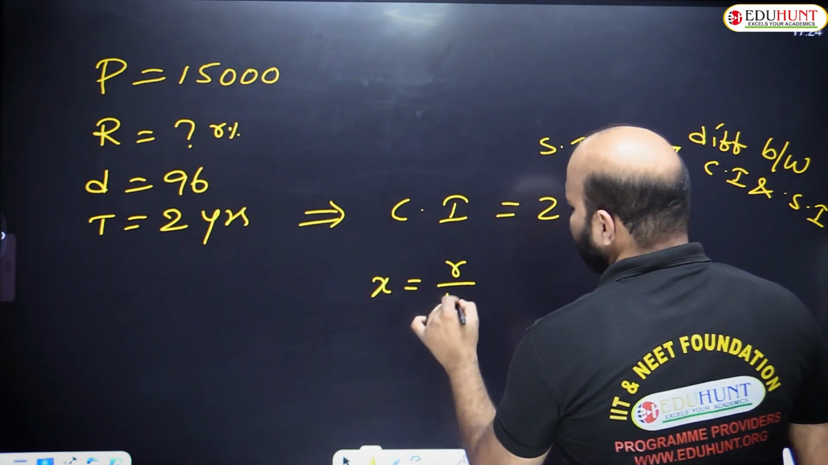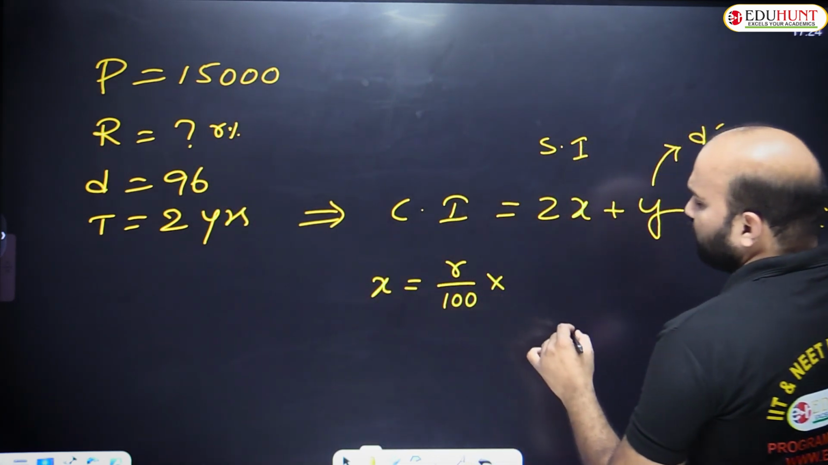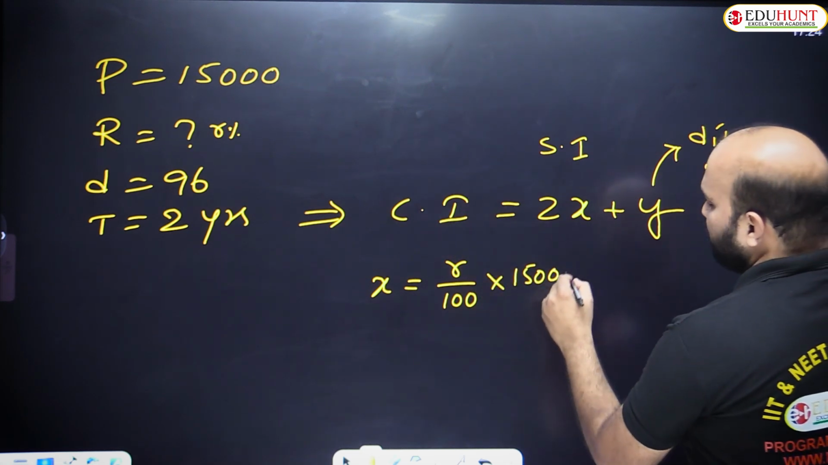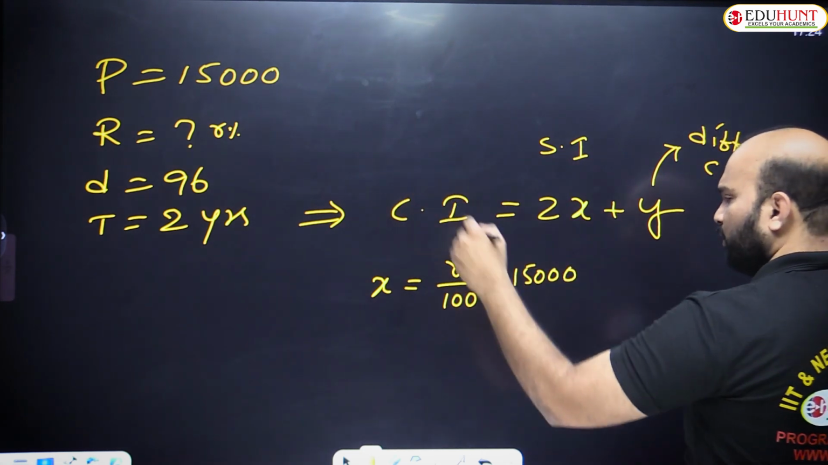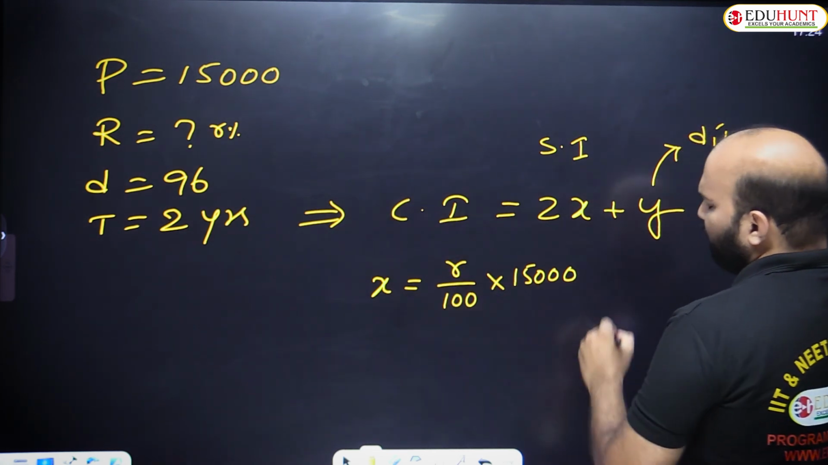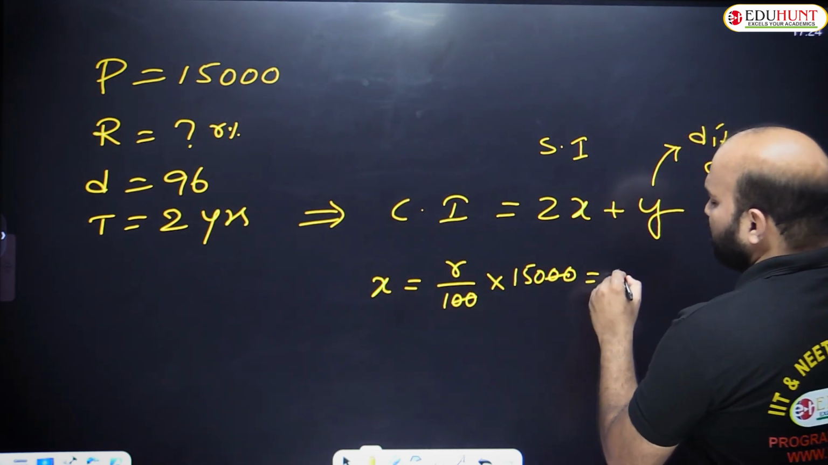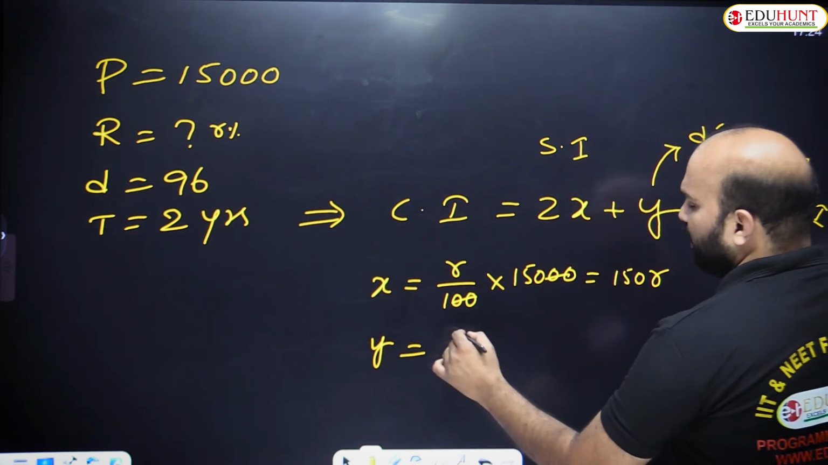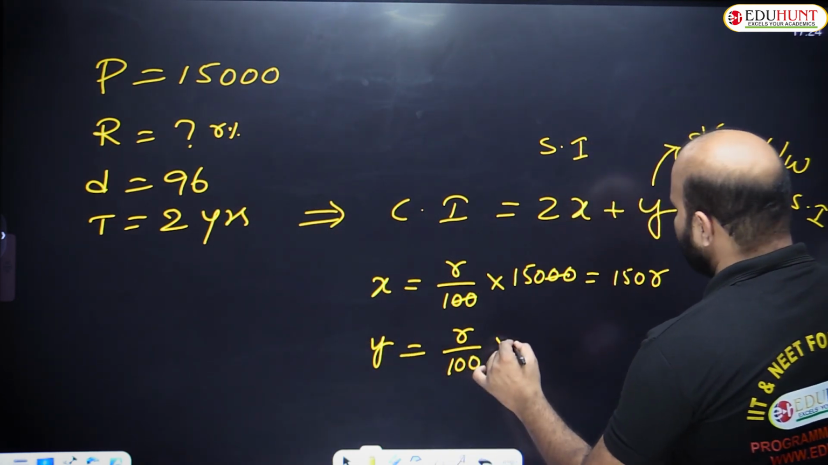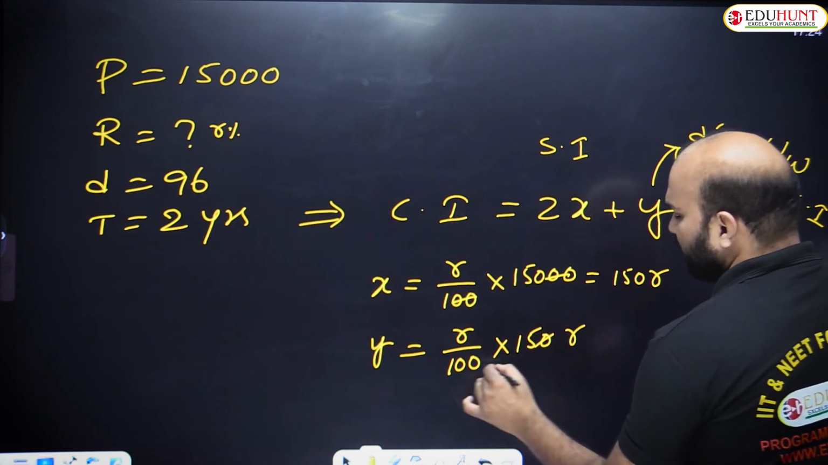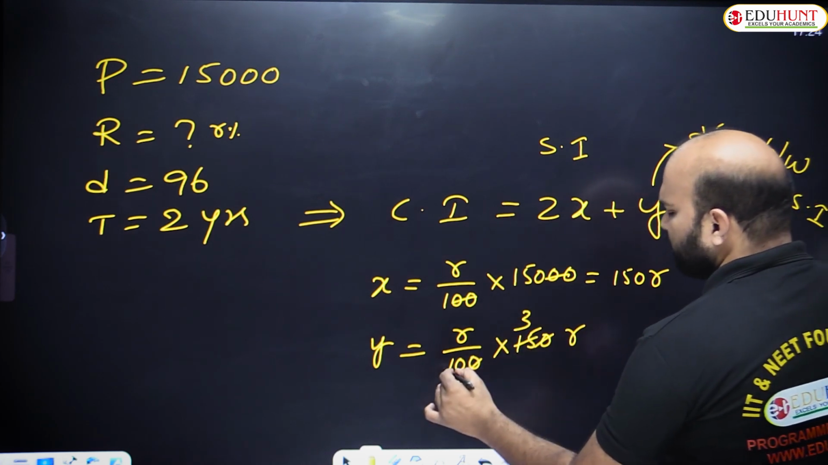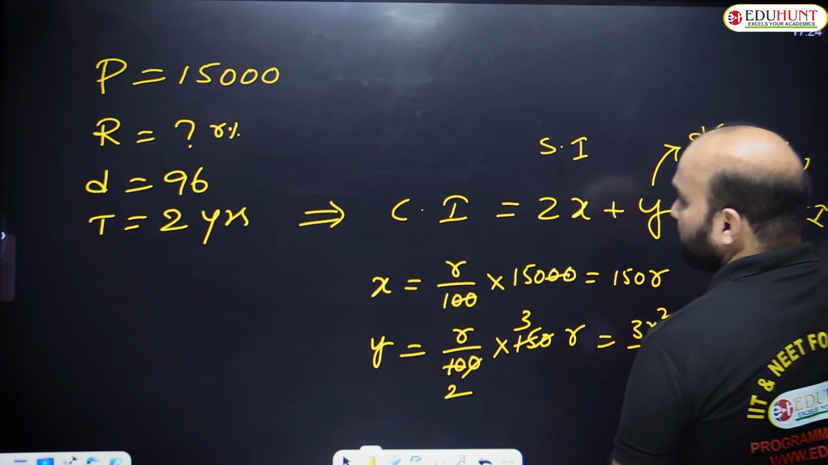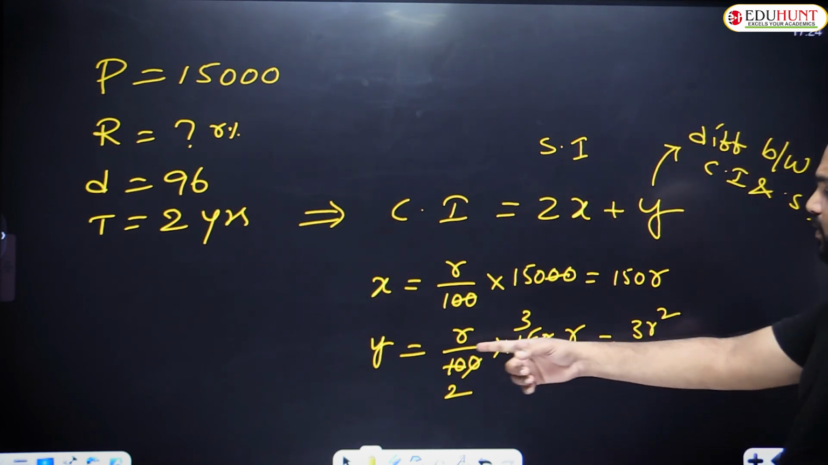So r by 100 into x, nothing but into principal. Principal how much given? 15,000. Rate of interest you don't know. Let me take small r %. R by 100 into 15,000. 00 cancel. So 150 r. How will we get the y value? Again we have to calculate r% of x. 150 r. 0 cancel. 5 3s are 15, 5 2s are 10. Finally what am I getting here? 3r square by 2. So 3r square by 2 is the y value, nothing but the difference.